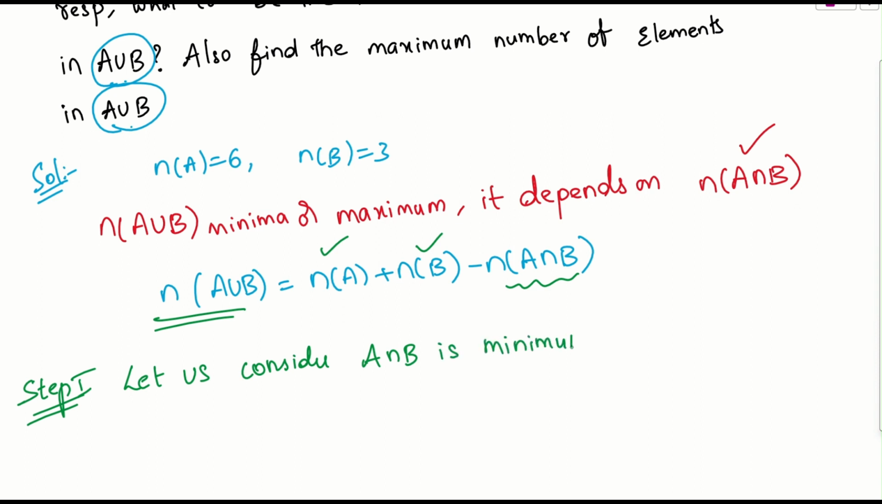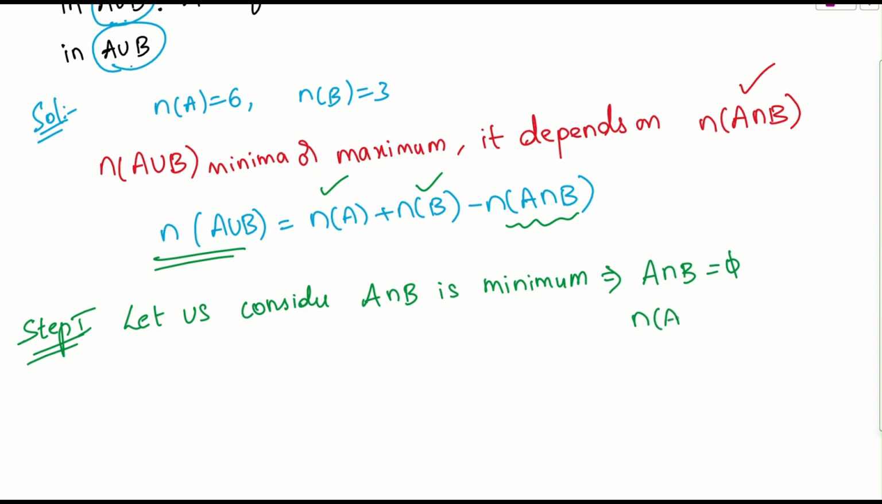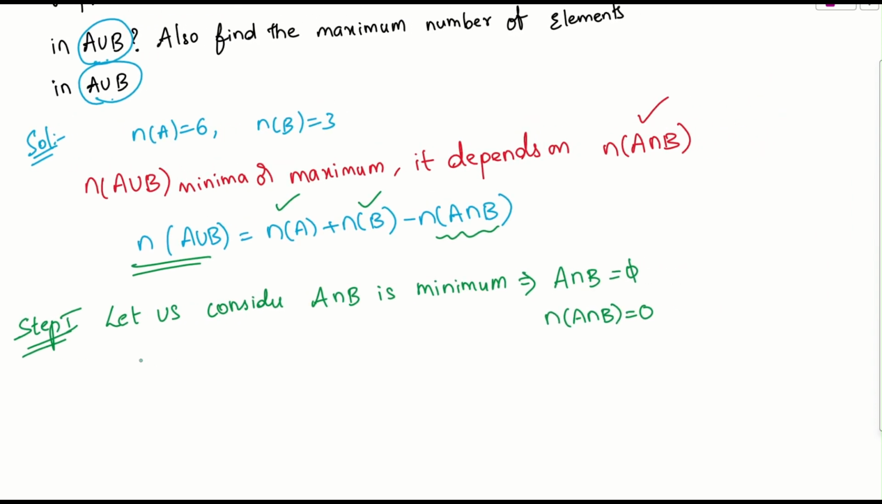Can you tell me the minimum value of the intersection? Obviously, the minimum value will be zero. Minimum means least value. So in the two sets, the intersection will be empty. What is the meaning here? The number of elements, n of A intersection B, will be 0. If this is the case, let us substitute in this formula.